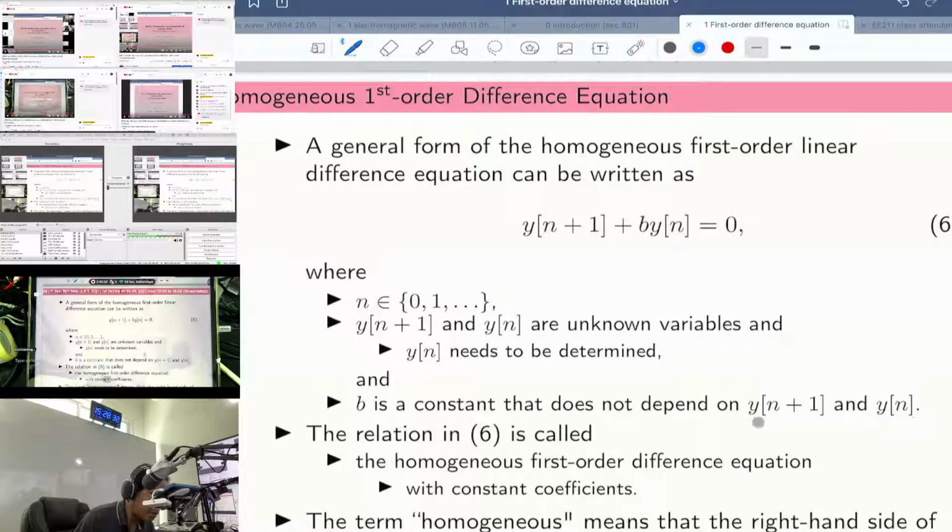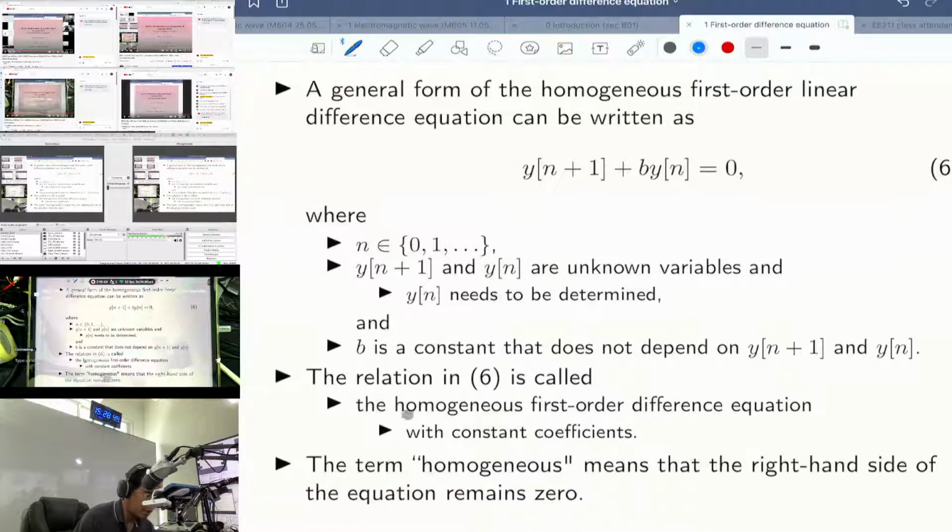b is a constant that doesn't depend on y_{n+1} and y_n. So this is the constant. It has no relation to y_{n+1} and y_n. The relation in equation 6 is known as the homogeneous first order difference equation, or you can say HFDE. It's a short name.